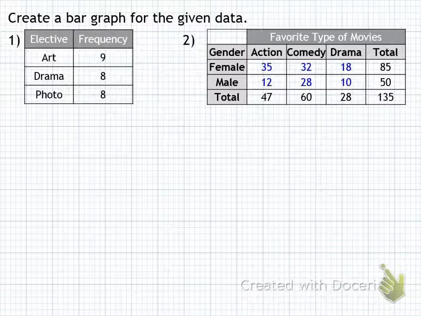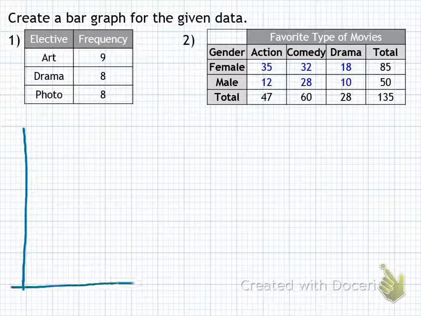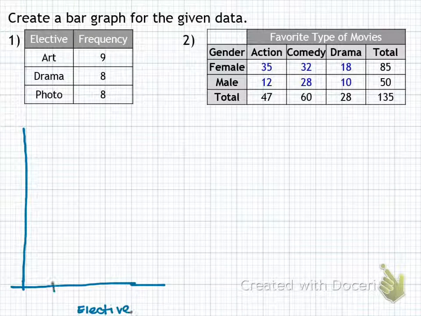These were both from the quiz. So instead of giving someone the information in a table, we can show them this same information with a bar graph. So for number one, this one's pretty easy. There's just one category. It's just the electives. So I'm going to make that my x-axis here. And then I'll write the three different types, so art, drama, and photo.